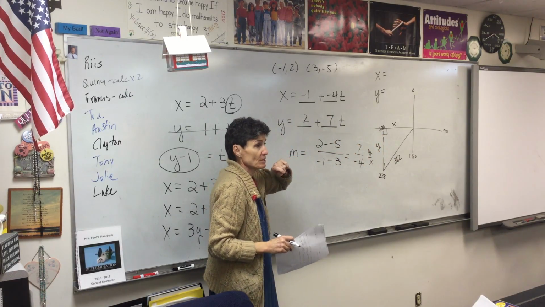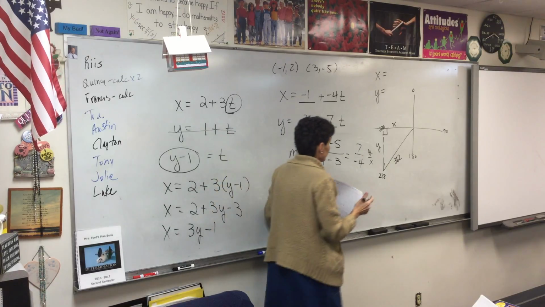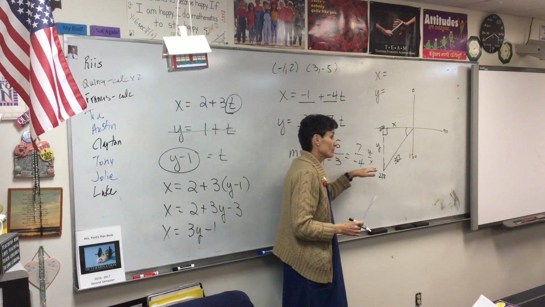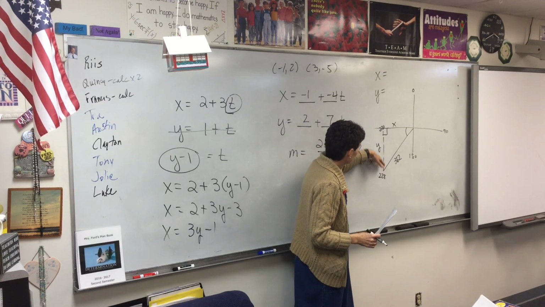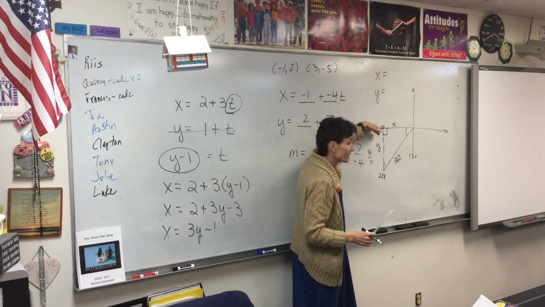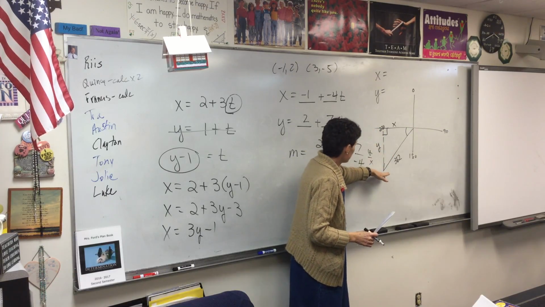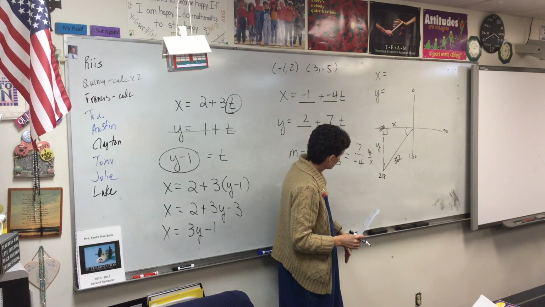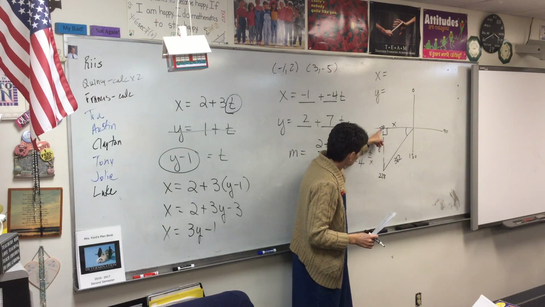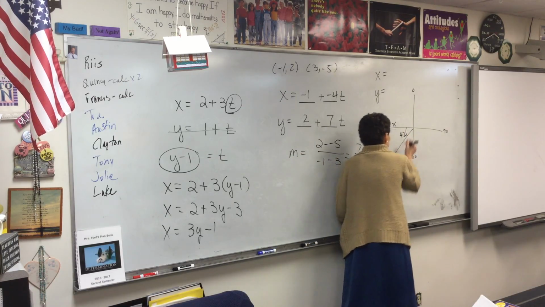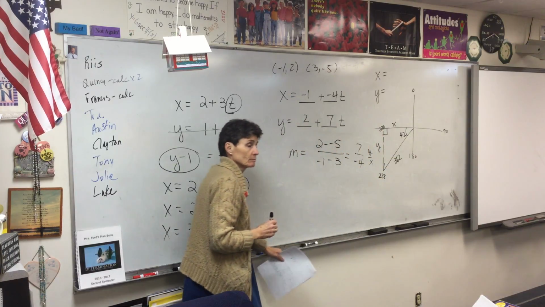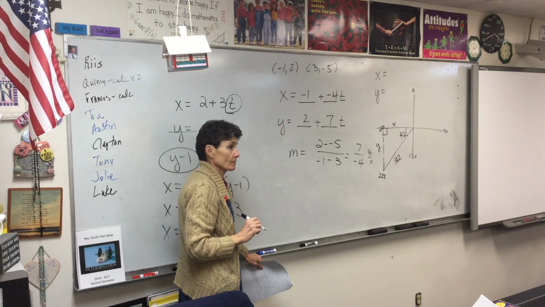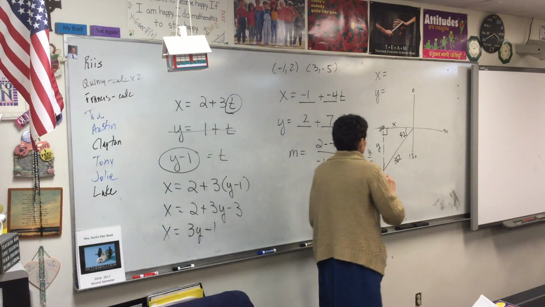Now I need a piece of information before I can do that. What do I need to figure out? That angle right there. Now, keep your eyes open. That's the angle between 228 and 270. How big is the angle between 228 and 270? 42. 42. 228 to 270.